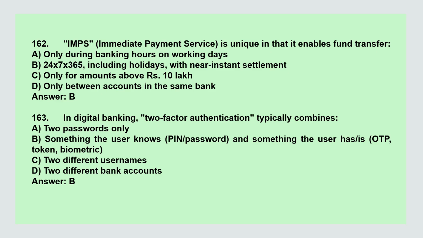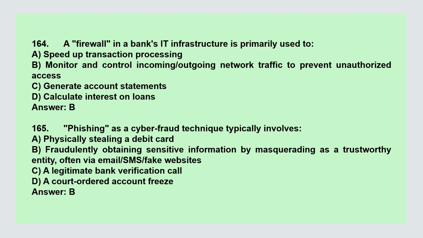In digital banking, two-factor authentication typically combines answer B, something the user knows, PIN or password, and something the user has, OTP, token, or biometric. A firewall in a bank's IT infrastructure is primarily used to answer B, monitor and control incoming and outgoing network traffic to prevent unauthorized access. Phishing as a cyber fraud technique typically involves answer B, fraudulently obtaining sensitive information by masquerading as a trustworthy entity, often via email, SMS, or fake websites.